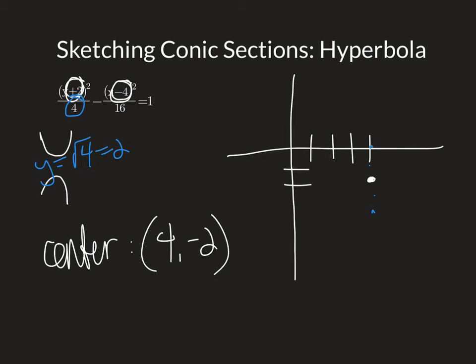And now we're going to go in the x direction, the square root of 16, because that's the number underneath x. So we're going to go 4 units to the right, and we're going to go 4 units to the left. This is how we make our box, using these values. You can make it as narrow or skinny as you want.